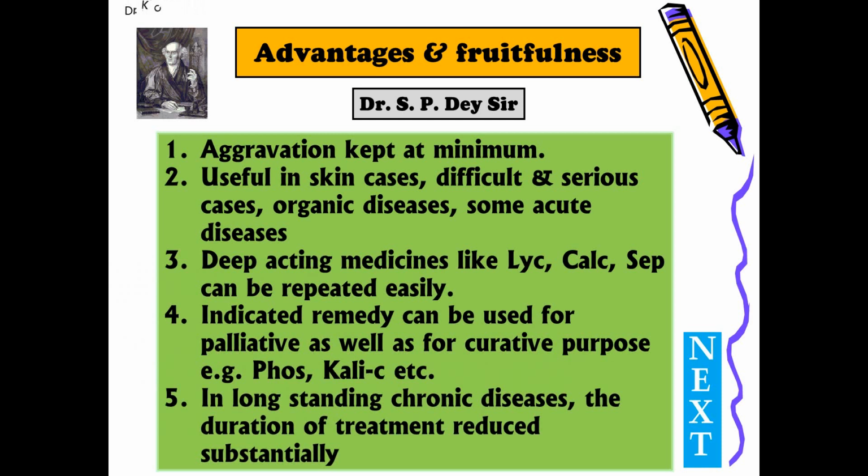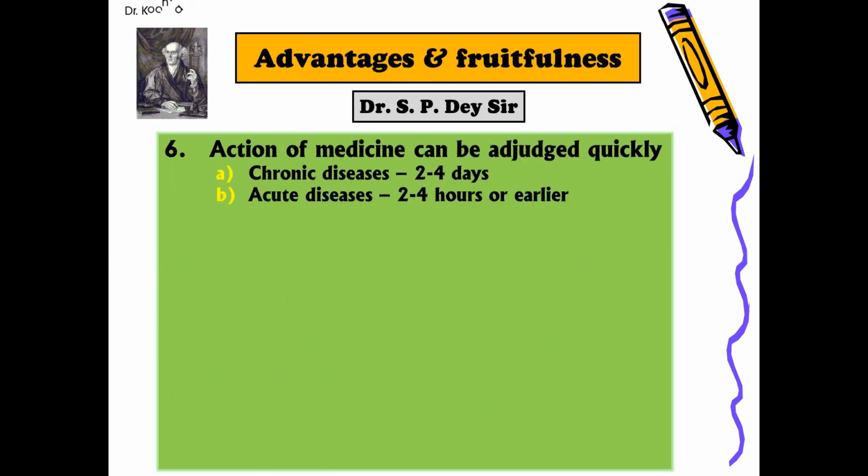Now because that is with centesimal. Here with 50 millesimal the period is reduced drastically. Then action of medicine can be adjusted quickly, whether your prescription is correct or not. In centesimal it is going to take a long time. Wait for 15 days, wait for 1 month, then you come to know whether action is there or not.